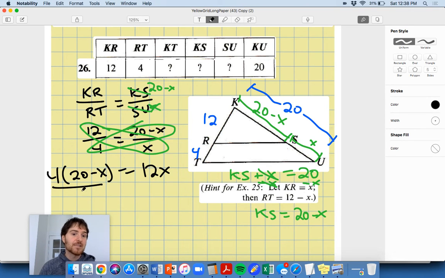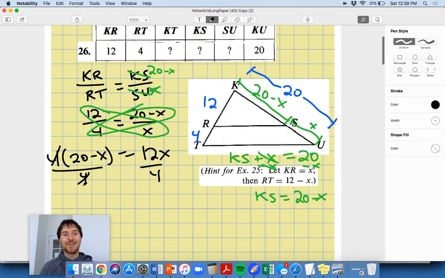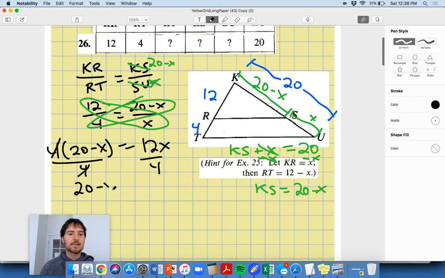Hey, I can divide both sides by 4. I might do that because I noticed that this is 4 times the quantity 20 minus X, so if we just divide by 4, we no longer need to distribute that multiplying by 4 here. So now I have 20 minus X, and that's equal to 12X over 4, which is going to be 3.